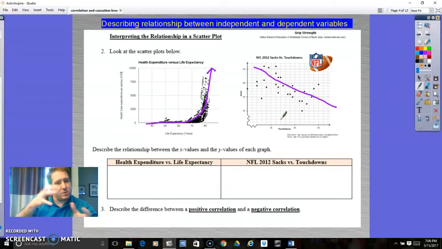And the correlation coefficient is going to be weaker. It's not going to be very strong. We'll talk about that more, I believe, in the next video. All right, so I just talked about both of these. Describe the difference between positive and negative correlation. Positive means it's increasing. Negative means it's decreasing.